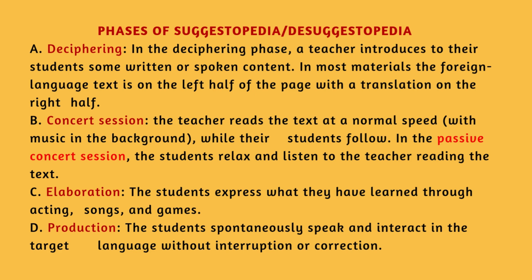All these being done still with music playing in the background. The third phase is elaboration. Here, the students express what they have learned through group activities or individual tasks, such as acting, playing, or singing of songs. And finally, in the last phase, or the production phase, students spontaneously interact with each other using the target language. They may discuss what the material was about, or they may just do a performance-based task that was assigned by the teacher.